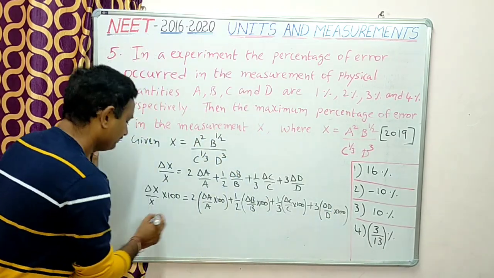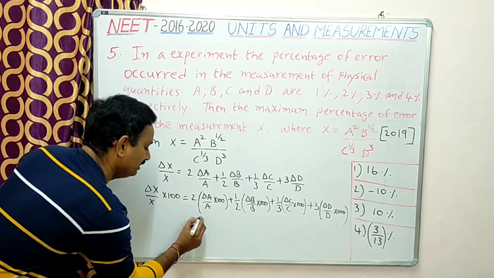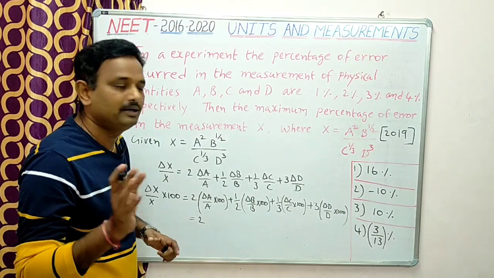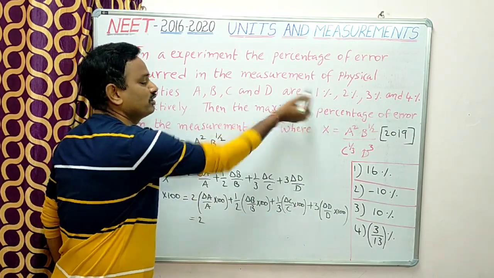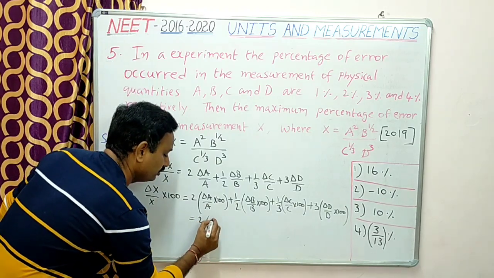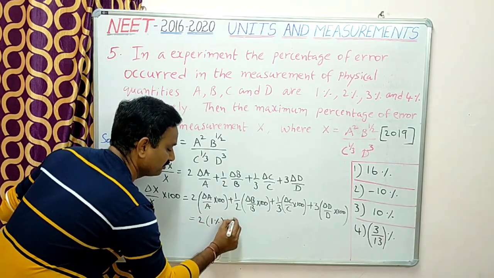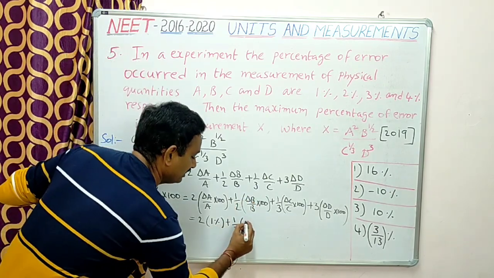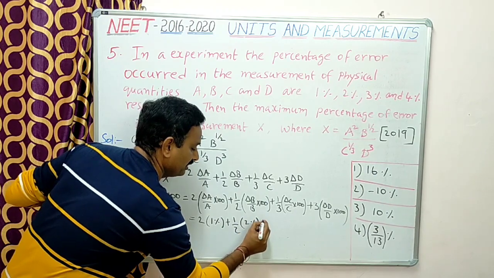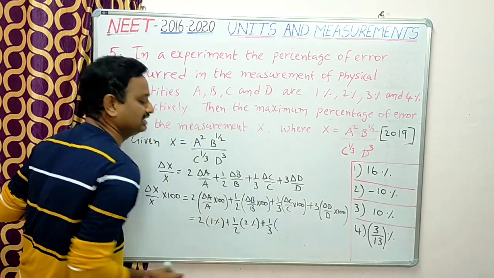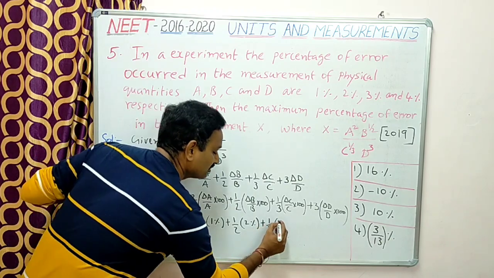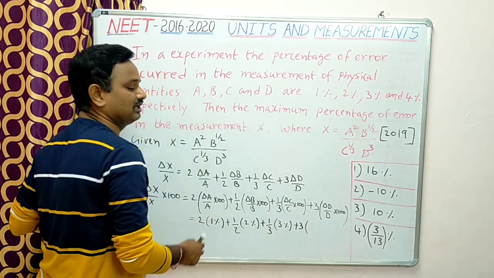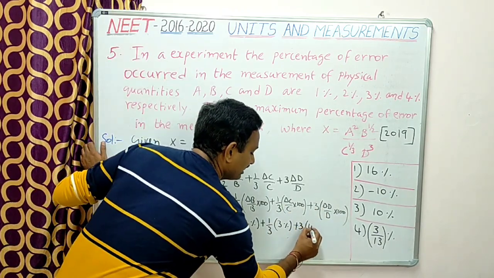Okay. So here 2 into delta A by A into 100 means that is percentage error of A. Percentage error of A is 1%. So 2 into 1% plus 1 by 2 into percentage error of B is 2%. So 2% plus 1 by 3 into percentage error of C is 3%. So I will write 3% plus 3 into percentage error of D is 4%. That I will write 4%.